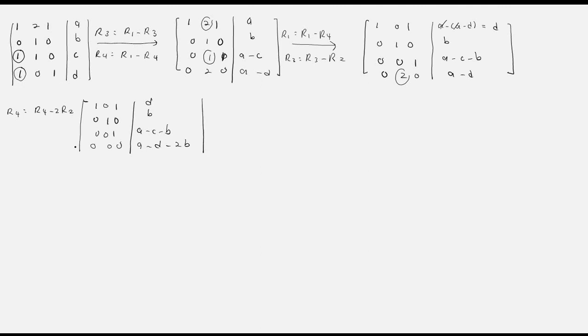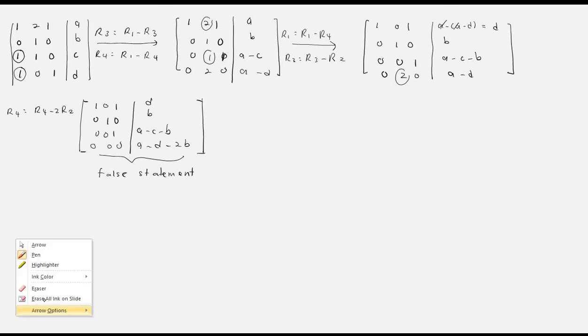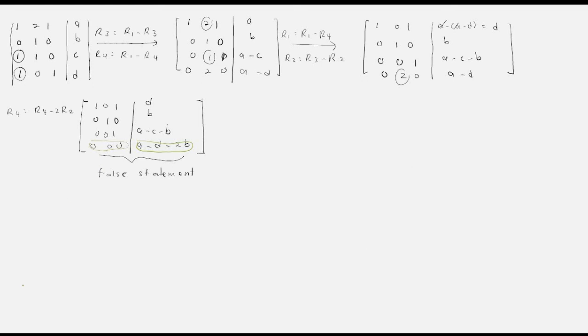Okay, from the last line, we can see that the statement is false. Because on the left, all the entries are 0. However, we still have an equation on the right. Okay, so it is not consistent.